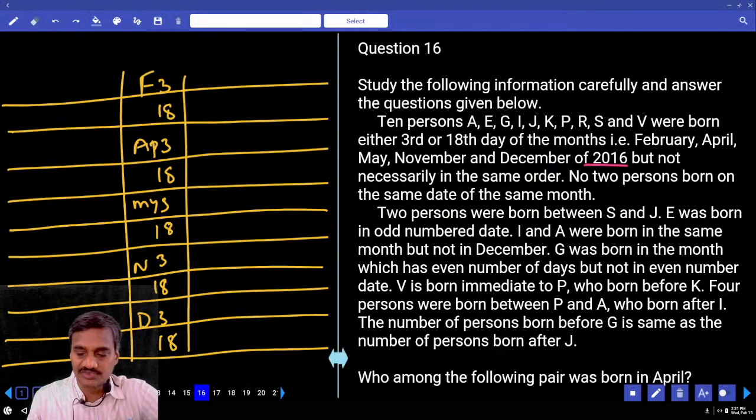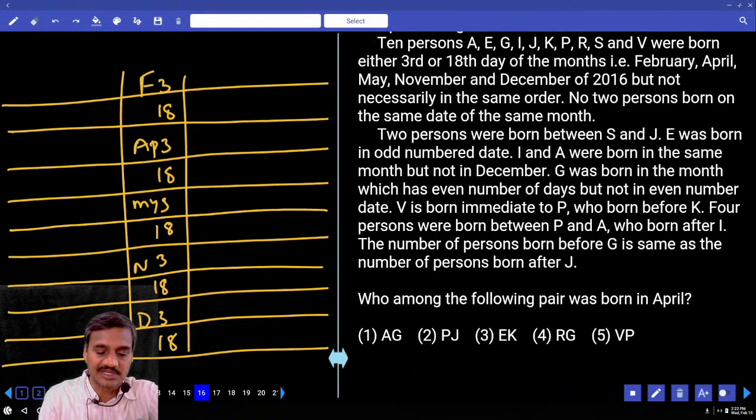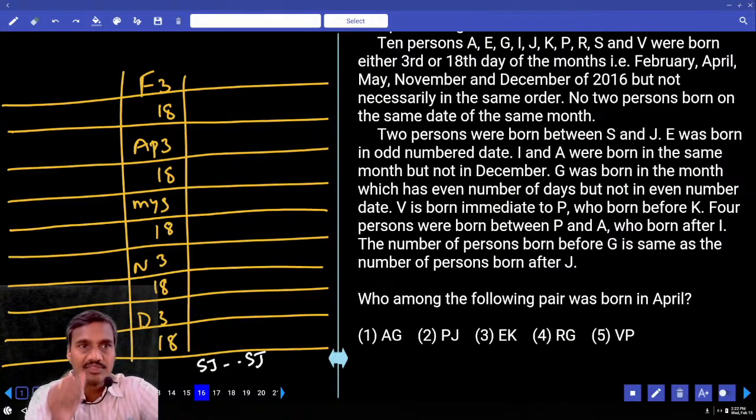Now, 2 persons were born between whom? S and J. Between S and J, there must be exactly 2 people. And the order is not given. Maybe S is before. And E was born on an odd number date.